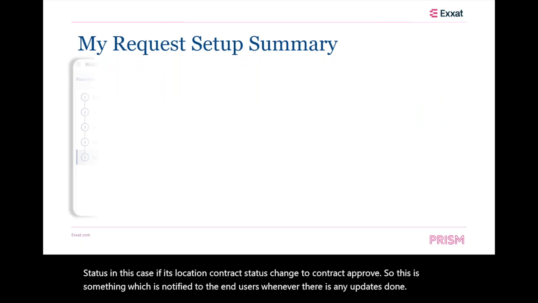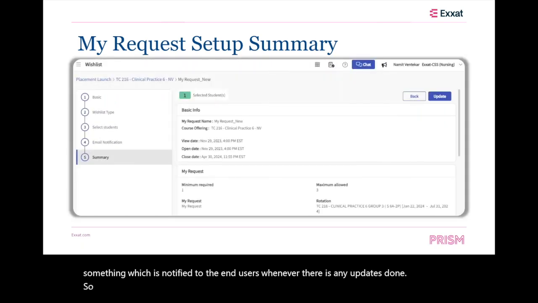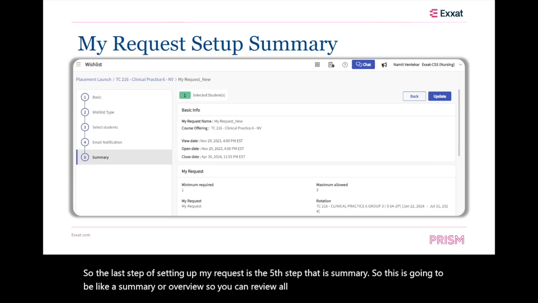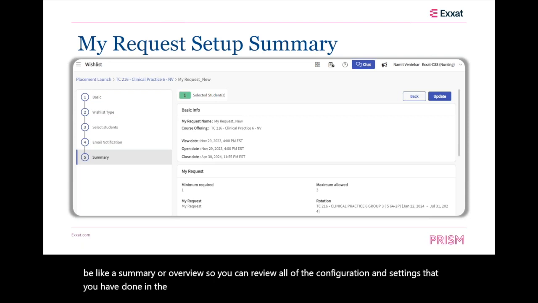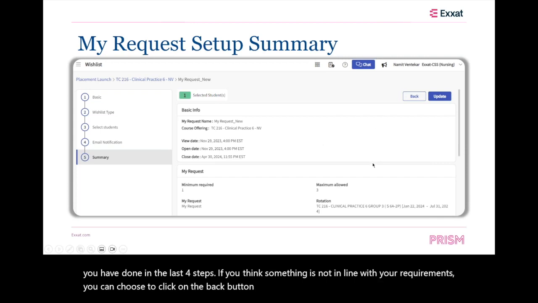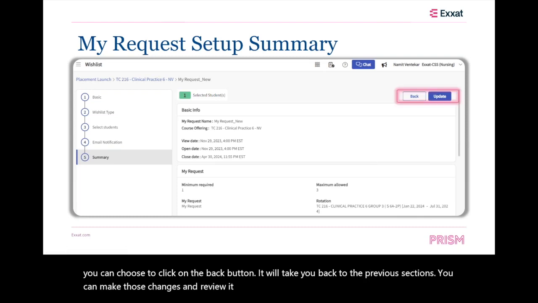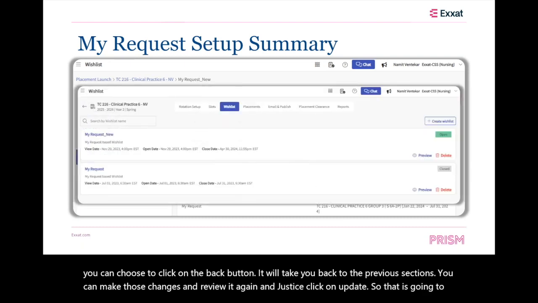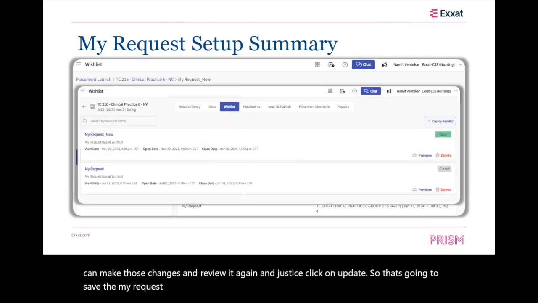All right. So the last step of setting up my request is the fifth step, that is summary. This is going to be like a summary or an overview. You can review all of the configuration and settings that you've done in the last four steps. If you think something is not in line with your requirements, you can choose to click on the back button. It will take you back to the previous sections, you can make those changes and review it again and just click on update. That's going to save the my request form that you currently set up for this course.